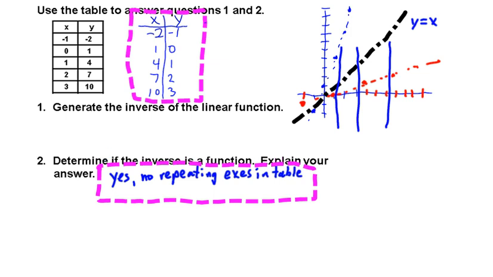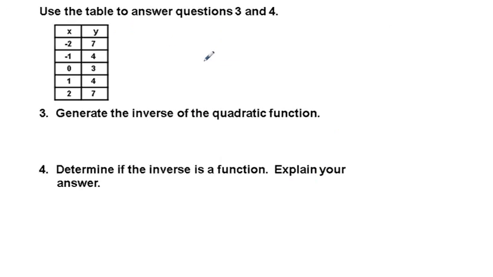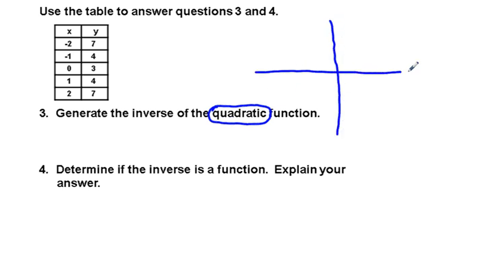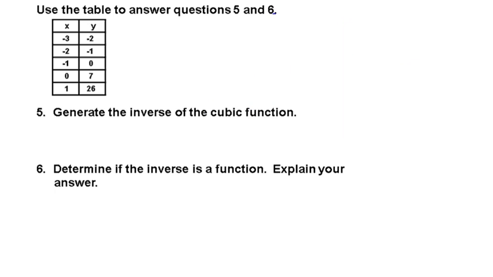Now, what you're going to see in problems 3 and 4 is another table, but it's for a quadratic function. The graph of a quadratic function is going to look something like this. Well, the inverse of that function is going to look something like this, this red one. Well, is this red one a function? No, it's not. You are going to see it, but not too much hinting.